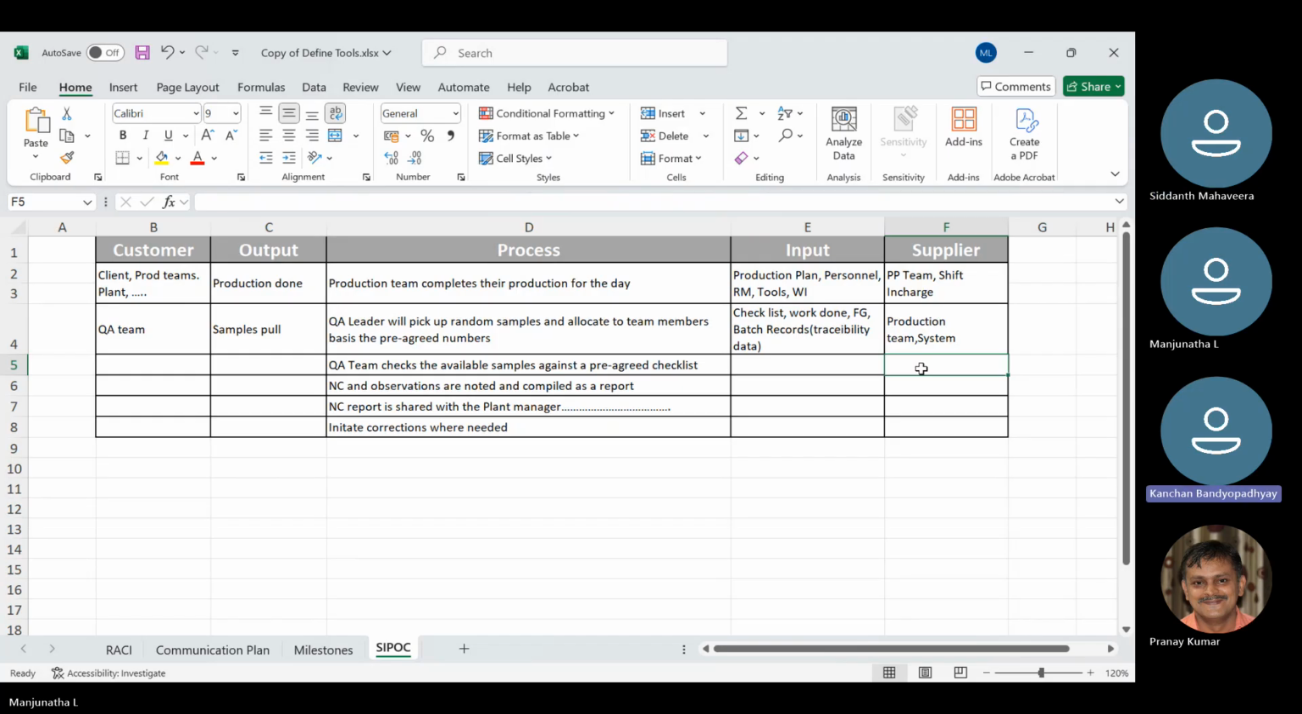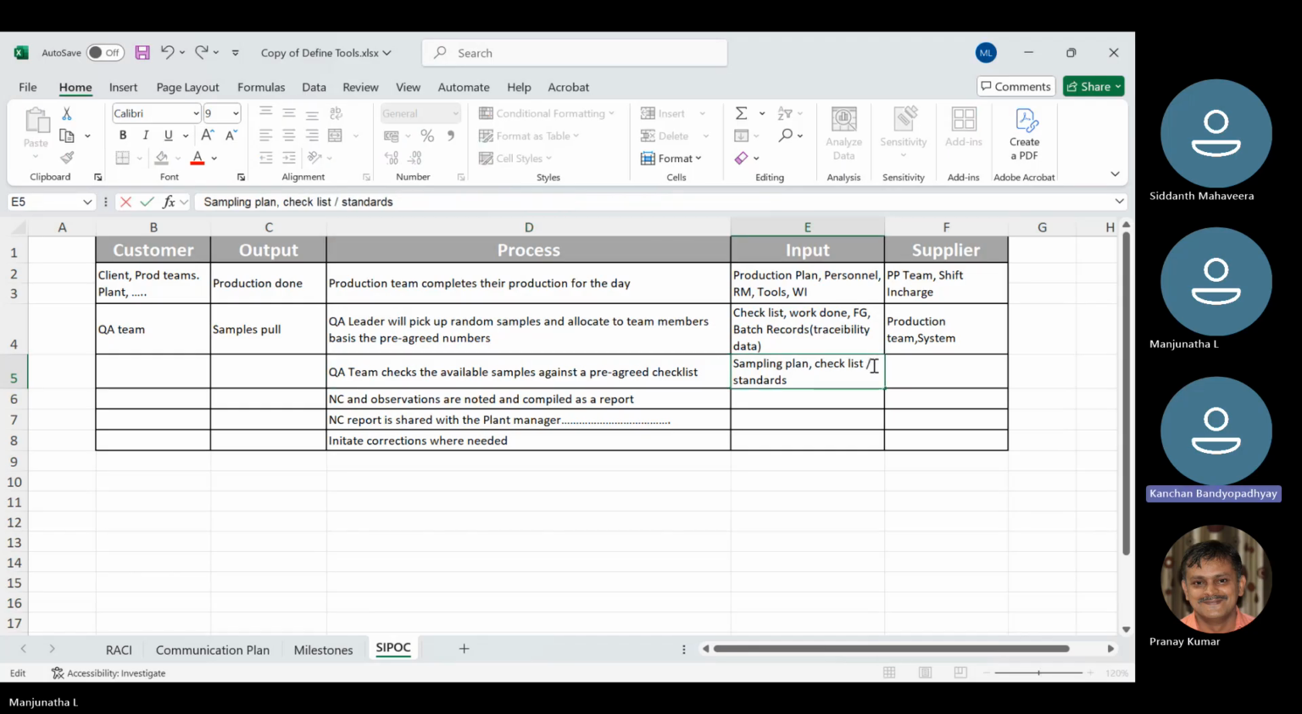Now for the third line item, where the QA team checks the samples against a pre-agreed checklist. So we are checking the input samples. That means the sampling plan, the checklist and the allocation sheet would be my inputs. We can also include the visual checklist and the standards, so the sampling plan and the checklist, or the standards.